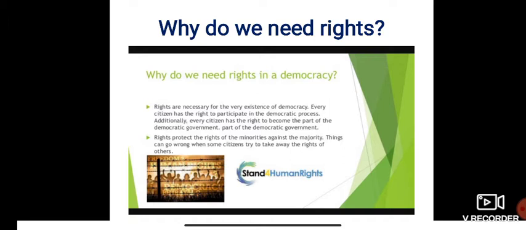So see, rights are reasonable claims of individuals recognized by society and sanctioned by law. That is, to sum up, why we need rights and what rights are. To sum up, rights are reasonable claims of individuals recognized by the society and sanctioned by the law. Because of that reason, we need rights, and we have also learned the characteristics of rights.